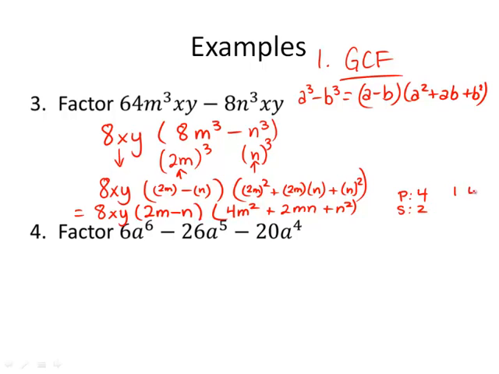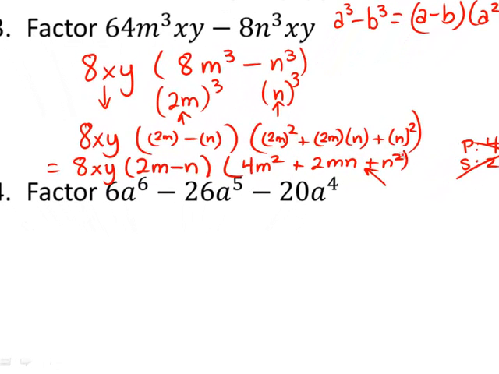So 1 times 4, 2 times 2. Do either of those add up to 2? No, they don't. Therefore, this in fact is a prime polynomial, so it can't go any further. But it's always good to check, because sometimes it could be. So that's as far as we can go with that example. Let's take the next example over here.